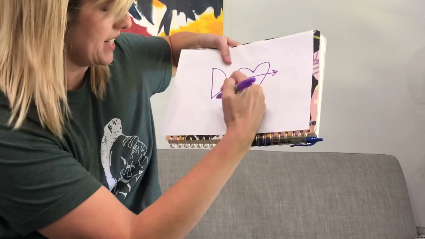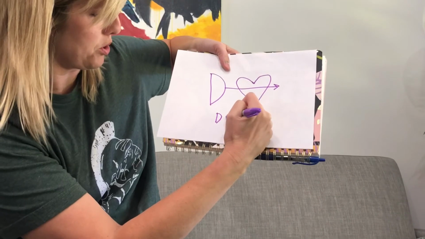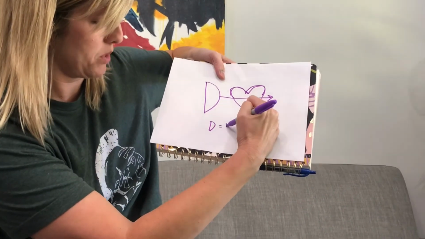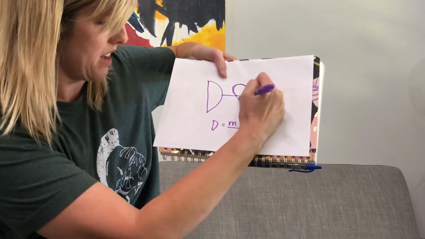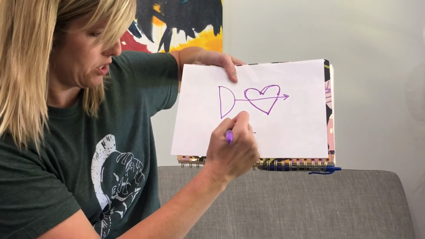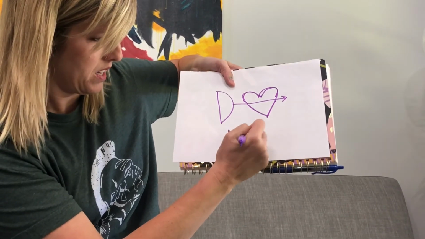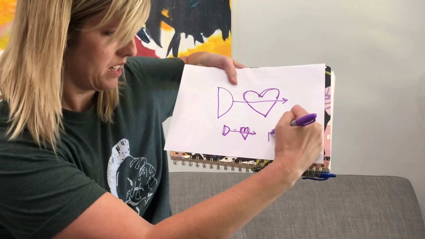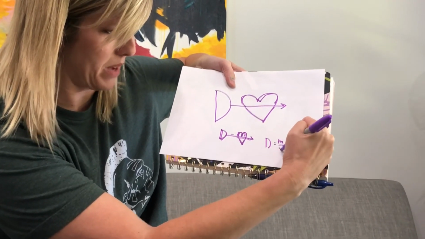Okay? Density is equal to mass, which you use an M to represent, divided by volume, which you use a V to represent. So you've got your bow, your arrow, and your heart. Density is equal to mass divided by volume.